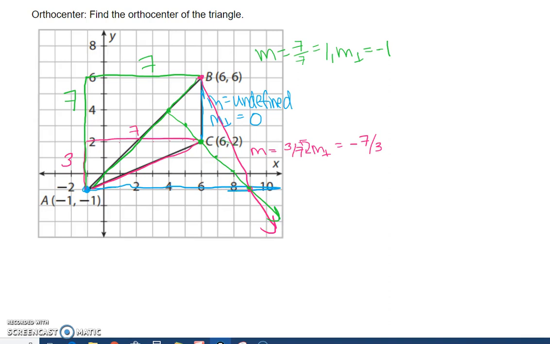So now I have my orthocenter, which is where all three of my lines intersect. And it appears to be at this point right here. So my orthocenter is going to be at point (9, -1). And that completes our example for orthocenter.